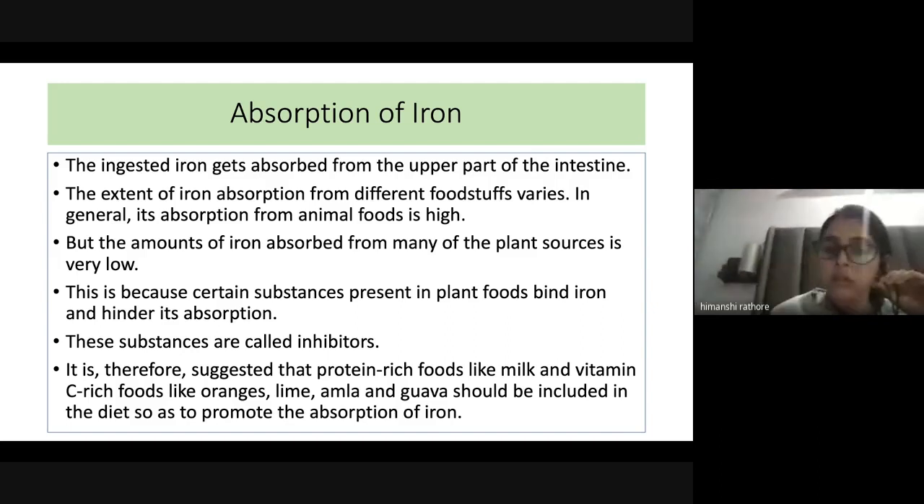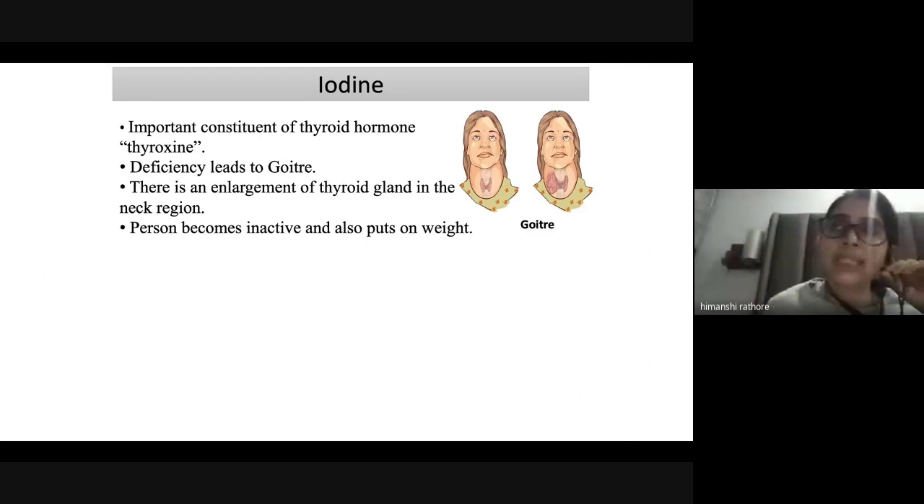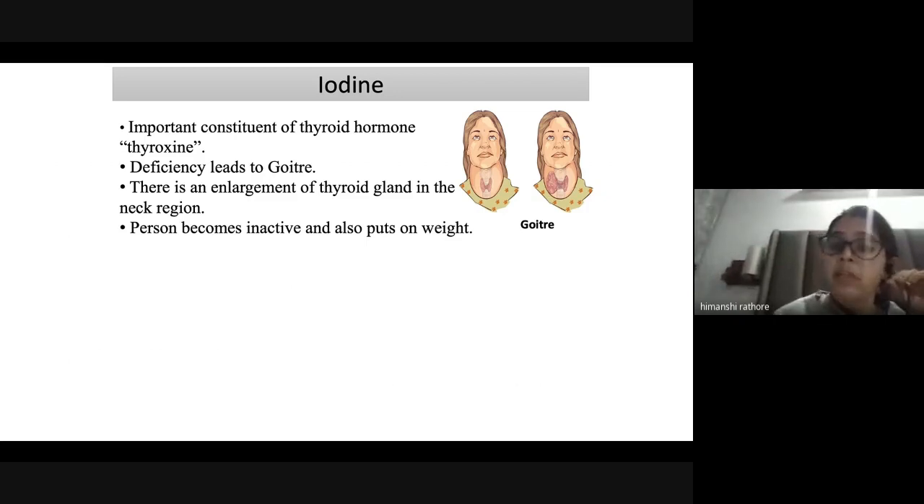Now, this is all about the absorption of iron. We have another important mineral, called iodine. Iodine is very important because it is required by our thyroid gland, which is present in the neck area.